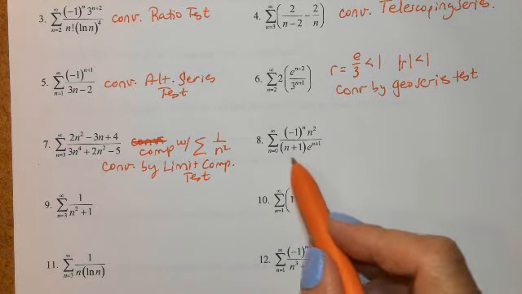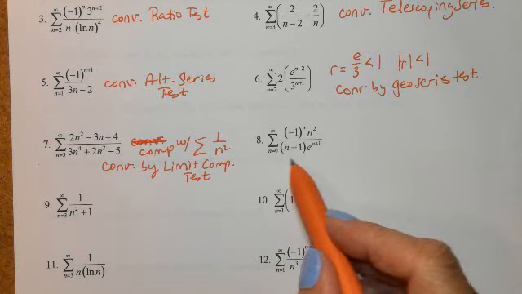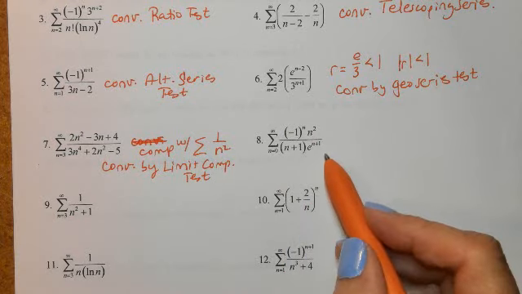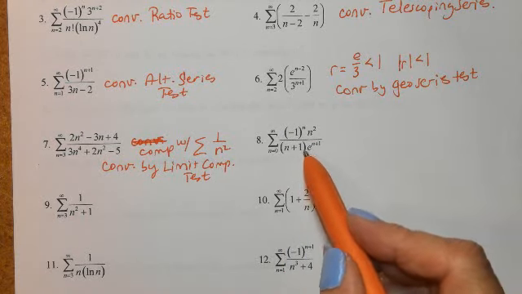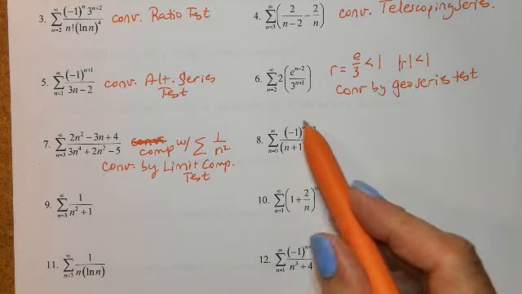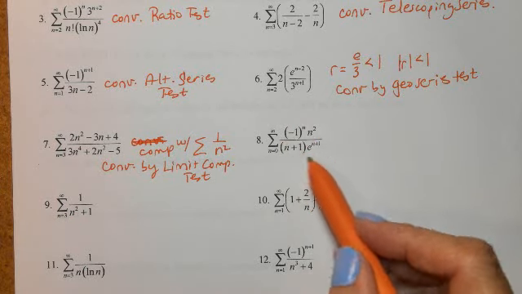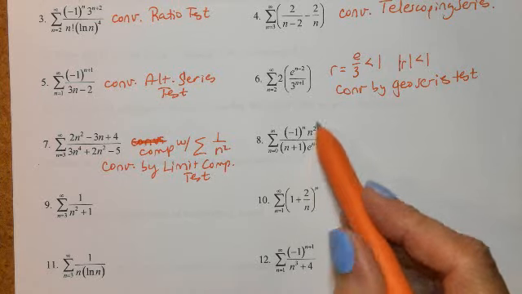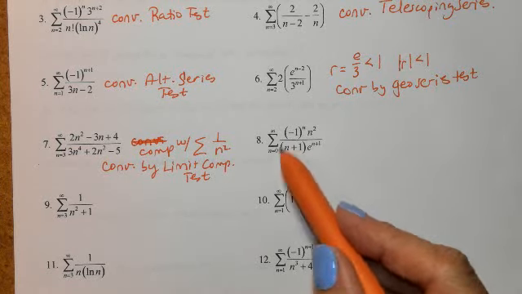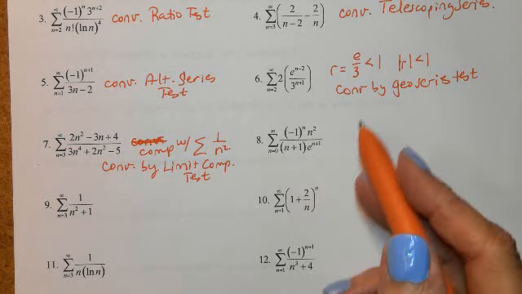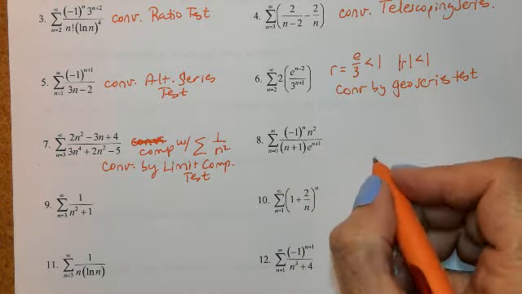What about this one? I would use the root test on this. It's complicated. I could also use the alternating series test on this. That would work as well. I could also use the ratio test on that. That would work. So any of those would work. I would use the root test.